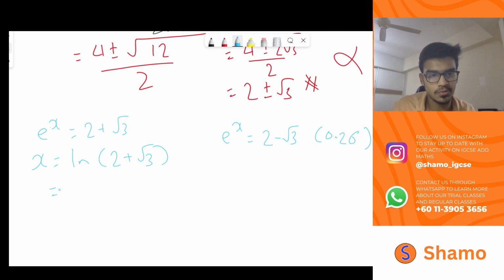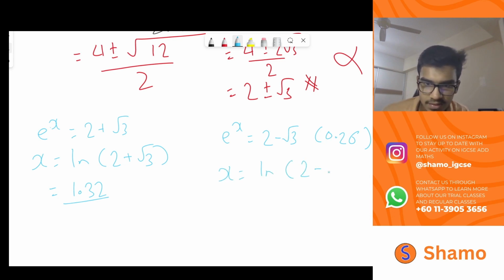That's 1.32. Okay, and this one, x is equal to ln 2 minus root 3, which is negative 1.31. Okay, so we have two answers.